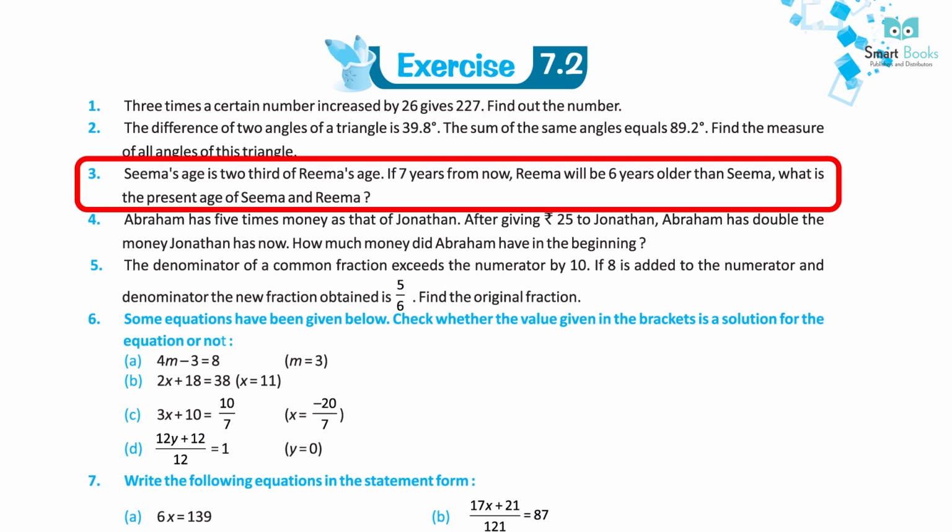Question 3. Seema's age is 2/3 of Rima's age. If 7 years from now, Rima will be 6 years older than Seema, what is the present age of Seema and Rima? Solution. Seema's age equals 18 years. Rima's age equals 12 years.